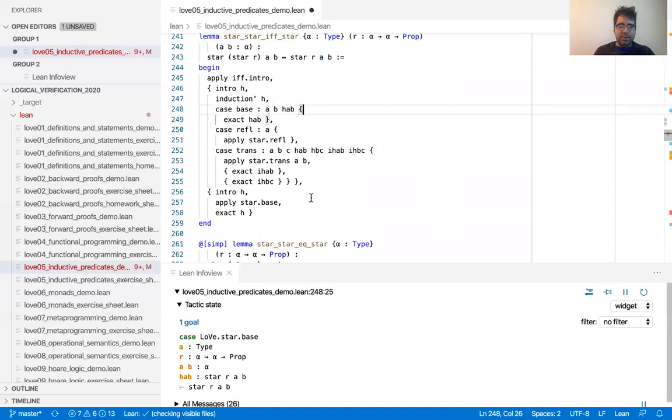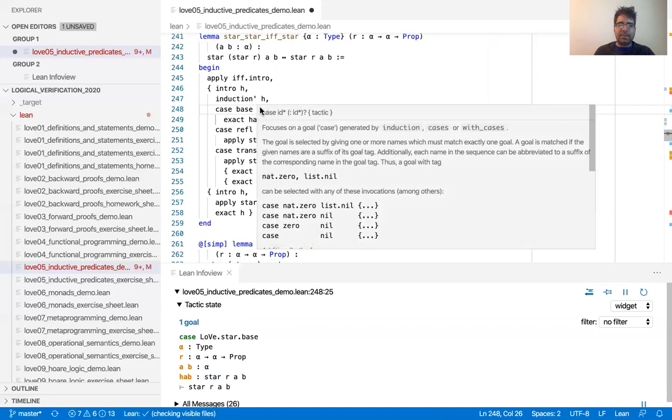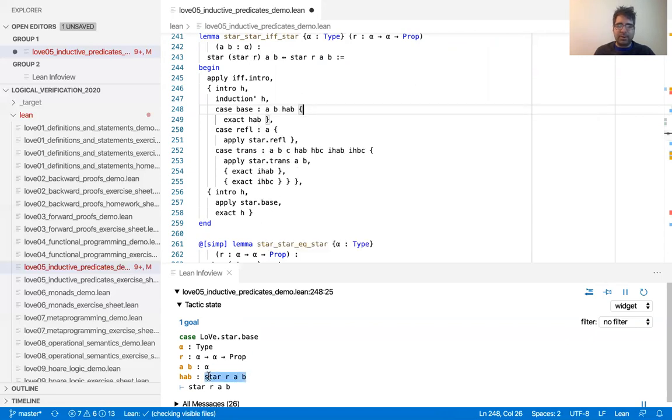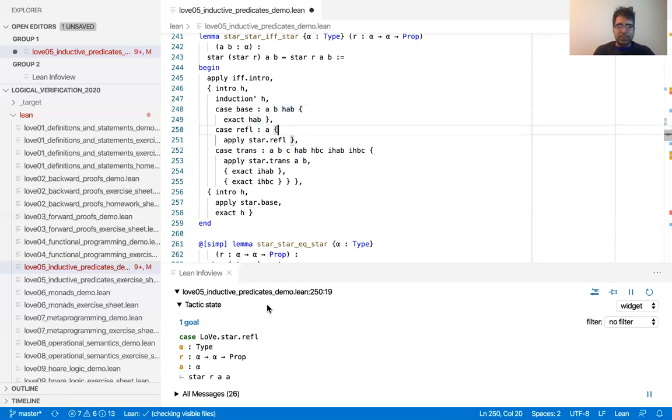So in this case here, star R A B, well, that's what we get from being in the base case, right? There's one layer of stars, that's normal. We started with two layers. We're in the base case. That means we simply had one layer of star and we embedded it in two layers. So we just use that. For refl, you see it identified the two A's automatically because that's what that case looks like. And then that's easy. We can just use star.refl.